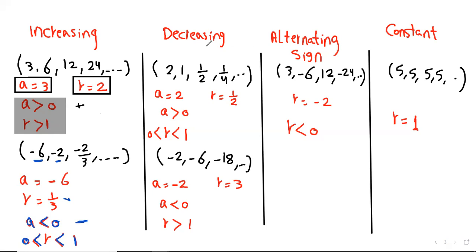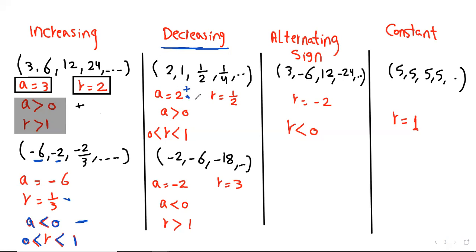And the sequence is decreasing. We say the sequence is decreasing. Let's have a look at this sequence here. It's 2, then 1, then half, then 1/4. This sequence is a geometric sequence, and A equals 2.